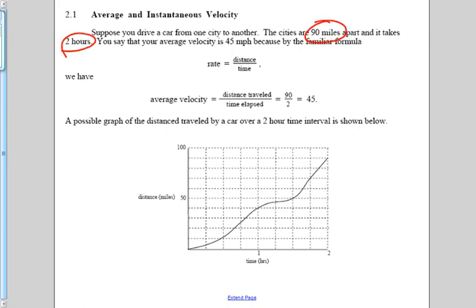And so if we were talking about what is our average velocity, we usually think about speed. We're talking about velocity now. We said, what's your average velocity? Well, you know that that's 45 miles an hour because you went 90 miles in 2 hours.